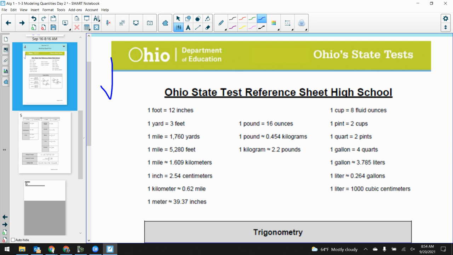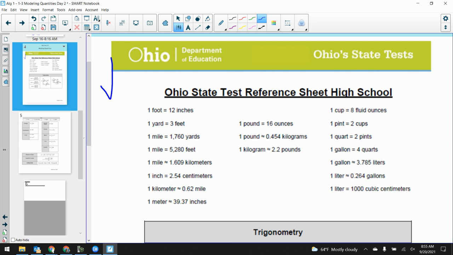Then, how many inches in a foot? 12. That's on the reference sheet. How many feet are in a yard? That's in the reference sheet. But then there are some not really well-known ones. Like 1 mile is 1,760 yards. Or 1 mile is 1.609 kilometers. Or 1 inch is 2.54 centimeters.